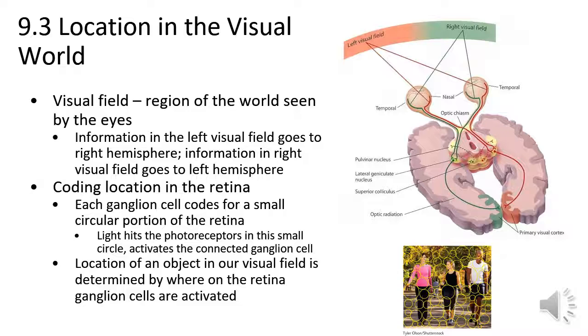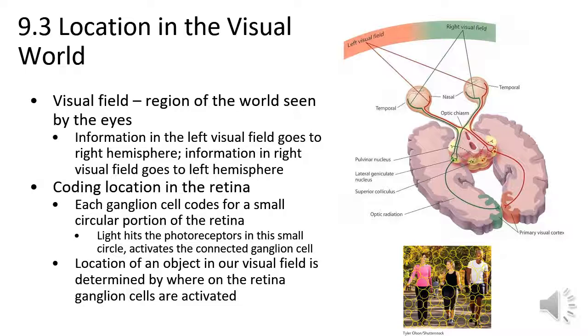Okay, so moving on to section 3, location in the visual world and how location is perceived. So visual fields, again, are regions of the world that are seen by the eyes. And information in the left visual field goes to the right hemisphere, and information in the right visual field goes to the left hemisphere. And the left visual field is perceived in part by both the left and the right eye. Right visual field, again, is perceived in part by the right and the left eye. And so these neural inputs are separated at the optic chiasm and sent to the contralateral side of the brain.